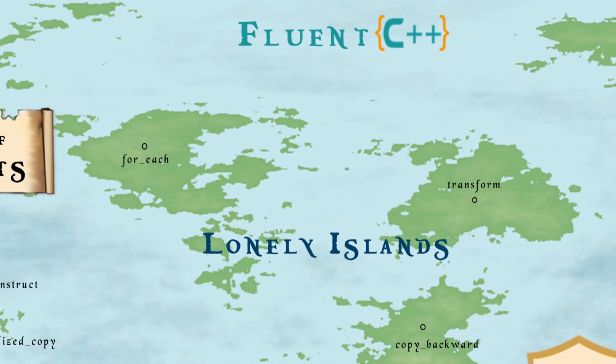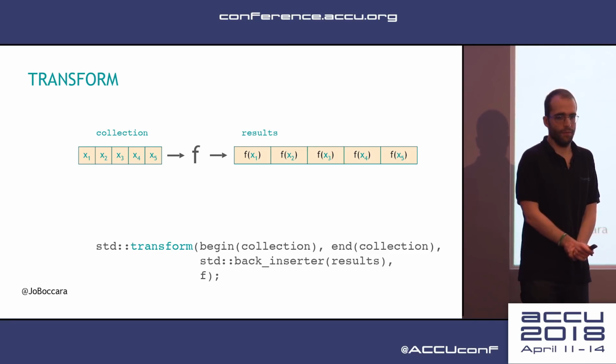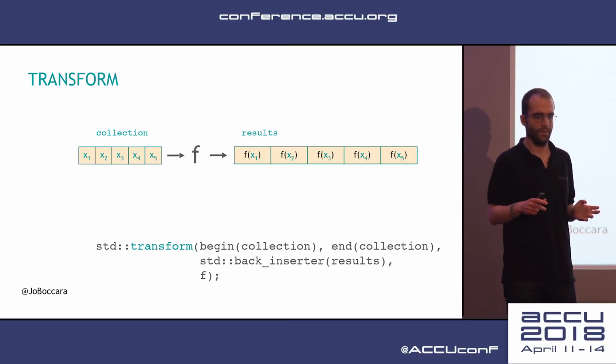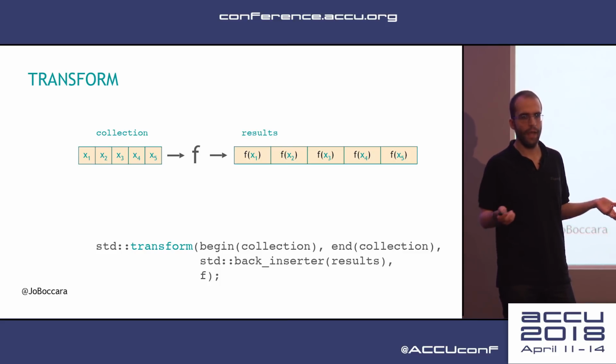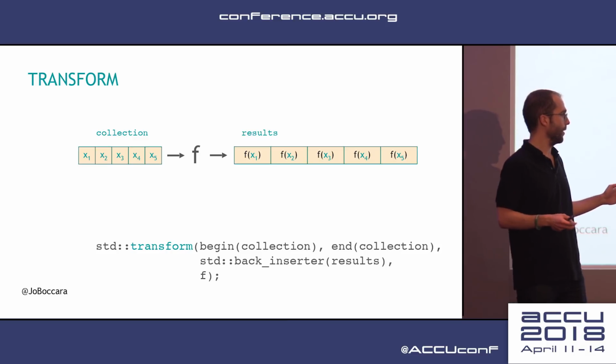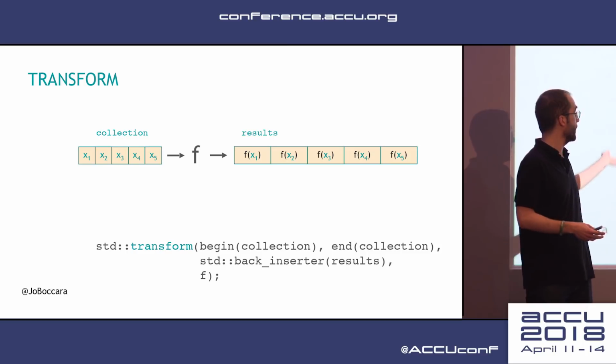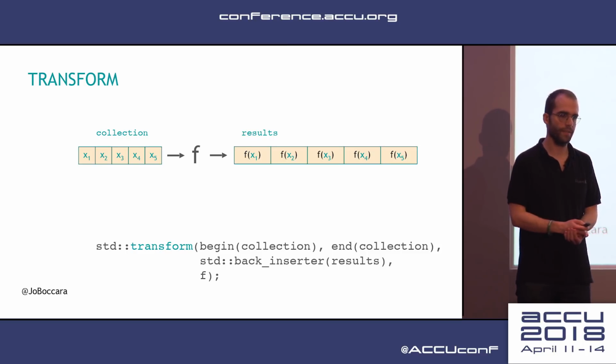And we can move along to the lonely islands we started with at the beginning, where for_each lives and transform as well. I couldn't quite fit them into a family, although they're useful. So let's start with transform. Transform applies a function on every element of a collection, right? It's as simple as that. And it has an output iterator, so the output is probably somewhere else, or it can be the begin of that collection if you want to do that in place.